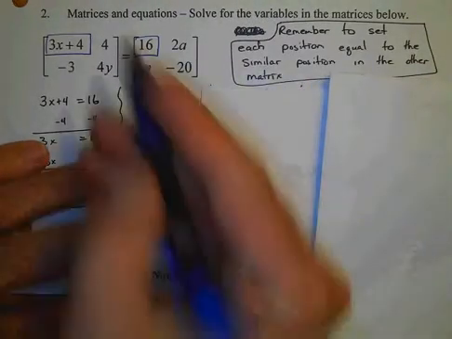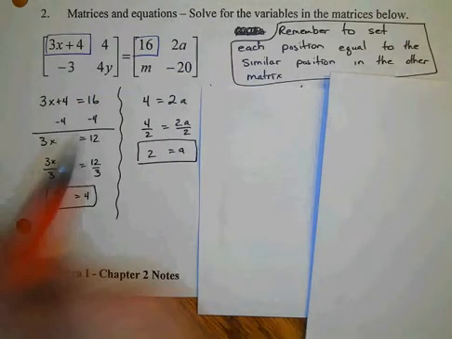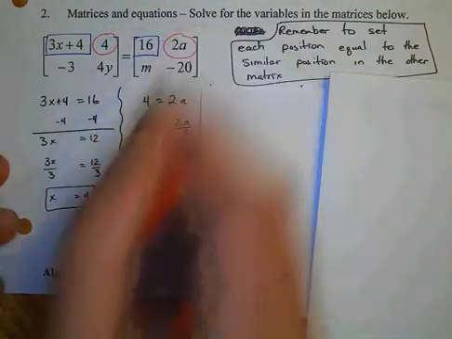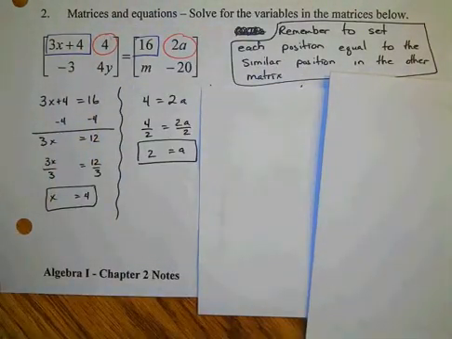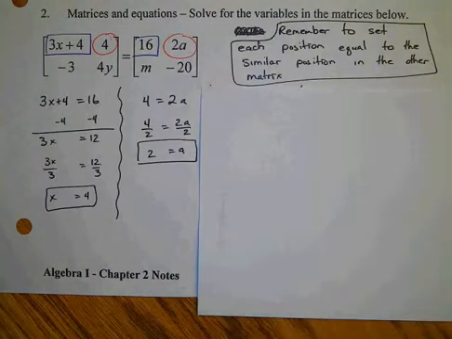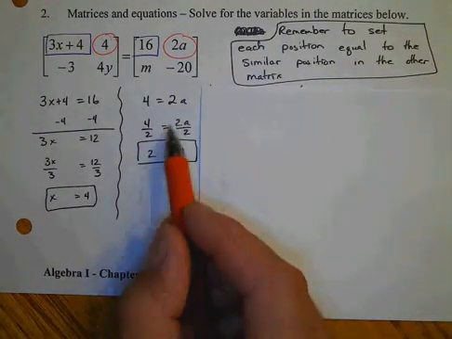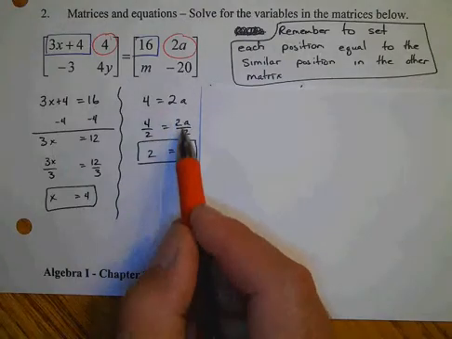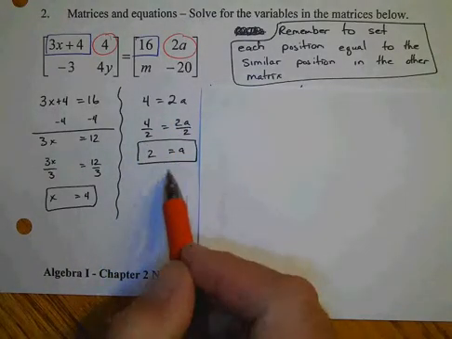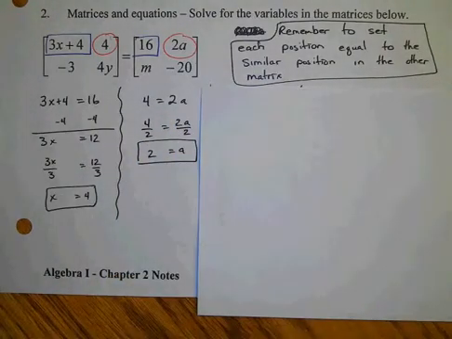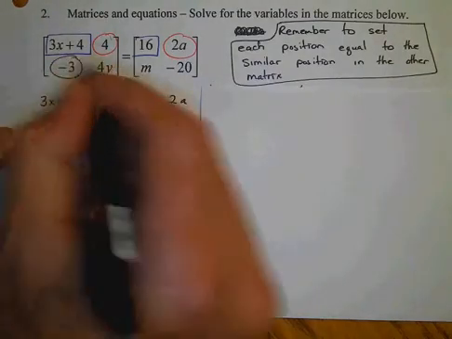Next, we're going to take a look at the second part. Here I said 4 equals 2a. Notice the positions that I've circled are the similar positions on the problem. So I said 4 equals 2a. To get rid of the 2 in front of the a, we divide both sides by 2 and get a equals 2.